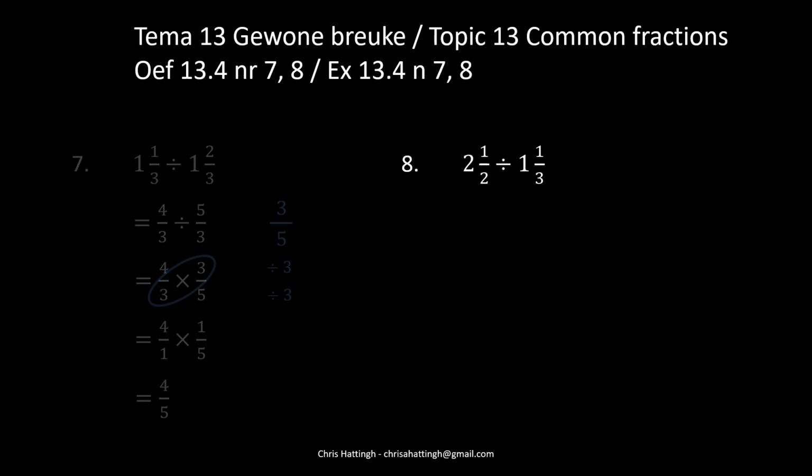Number 8, convert it to improper fractions. So it's going to be 5 over 2 divided by 4 over 3. The inverse of 4 over 3 is 3 over 4. So you're going to multiply 5 over 2 with 3 over 4. You can't simplify, so you're going to say 5 times 3 gives you 15. 2 times 4 gives you 8. And then take it back to a mixed number, which is 1 and 7 over 8.